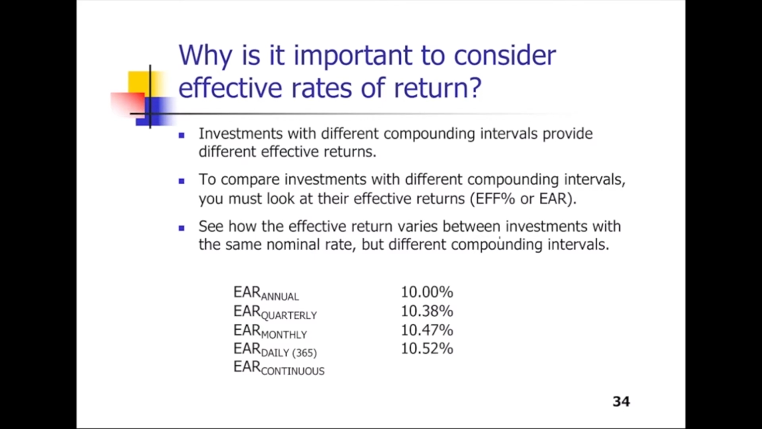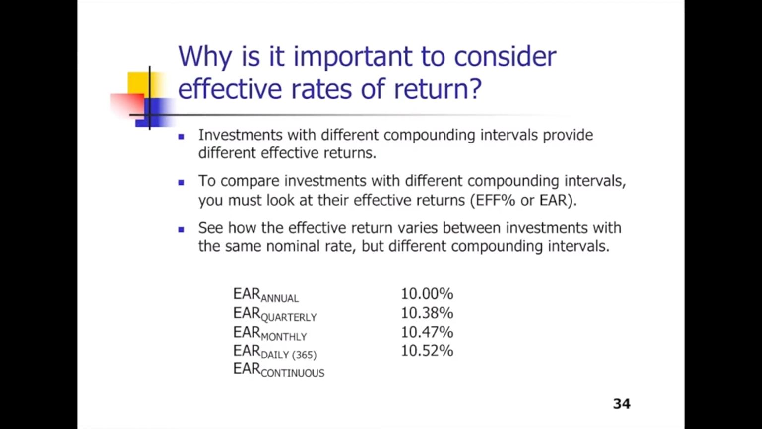As you can see, compounding more frequently: this is annual, quarterly, monthly, daily, and continuous. The numbers are getting higher, right? So with more frequent compounding, the EAR gets bigger and bigger. So we convert to EAR for comparing. One interesting case is here, the EAR continuous. It means compounding continuously. How can you calculate this?